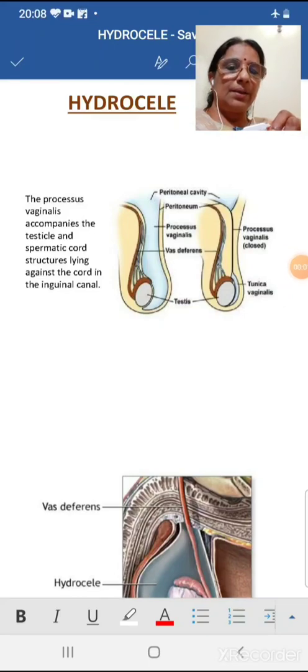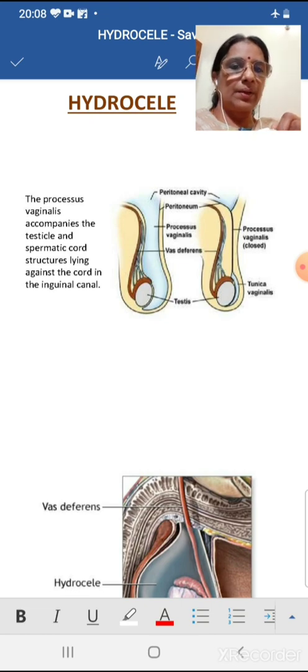Today we will be discussing hydrocele. So hydrocele is a collection of fluid in the tunica vaginalis or anywhere in the processus vaginalis.